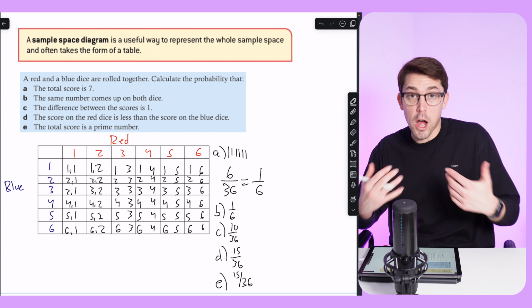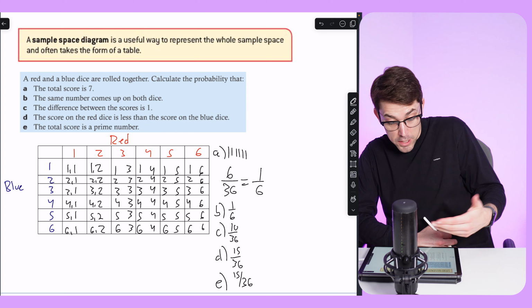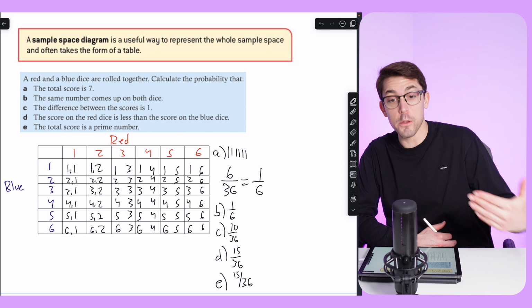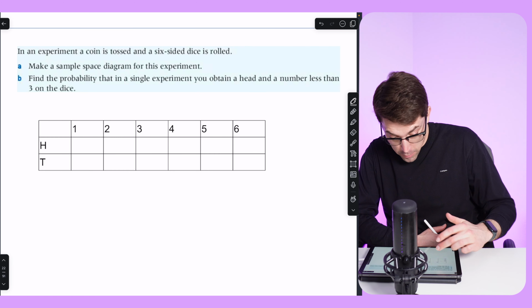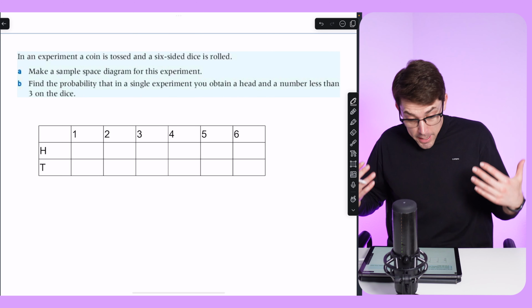So you can make these a little bit complicated, but as long as you remember the fundamentals of what the probability means, you can go ahead and use a space diagram to help you solve those equations. So let's take a look at another one. So let's take a look at a problem where you have to create our own table again.